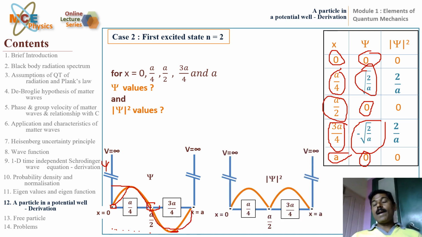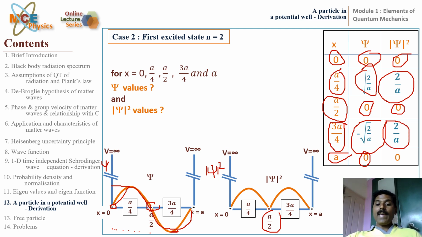And if you plot mod psi square, what do you get? Mod psi square taken along y-axis and x value along x-axis. At x equal to 0, psi square is 0. At x equal to a by 4, it is 2 by a, that is maximum. And at x equal to a by 2, it is 0. So that 0 point is taken. At x equal to 3a by 4, it is again maximum, 2 by a. But it is positive because psi was minus root 2 by a.